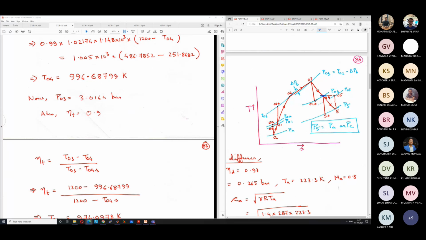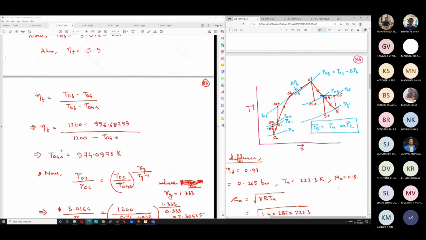So T04S we can find from the efficiency of the turbine. The efficiency of the turbine is 90%, so 0.9 is equal to 1200 minus 996.68799, that is T03 minus T04, by T03 minus T04S. This distance by this distance. So this will give us T04S, which is 974.0978 Kelvin. Once we find this point, we can use the isentropic relation for this isentropic process and find P04.